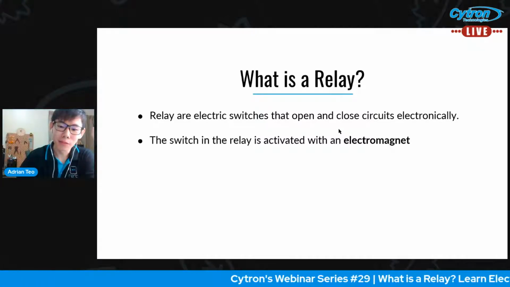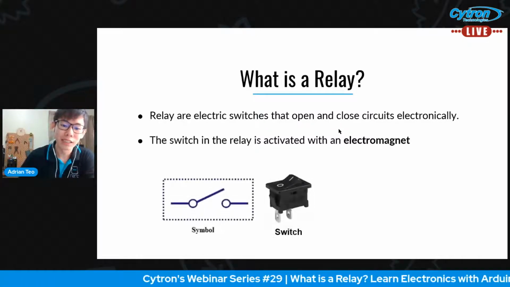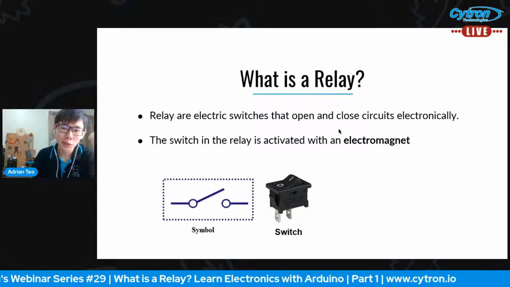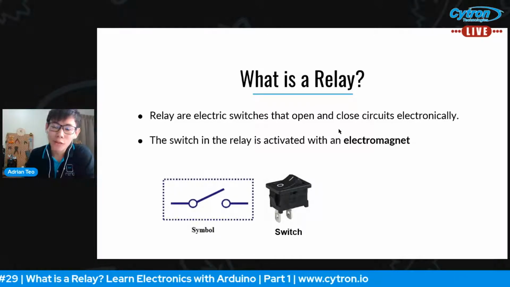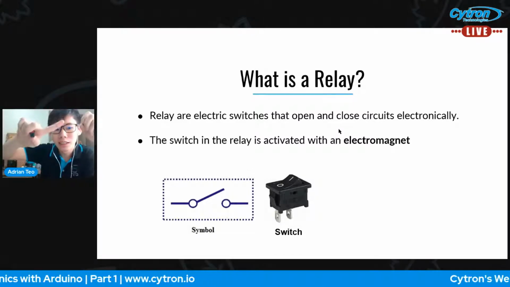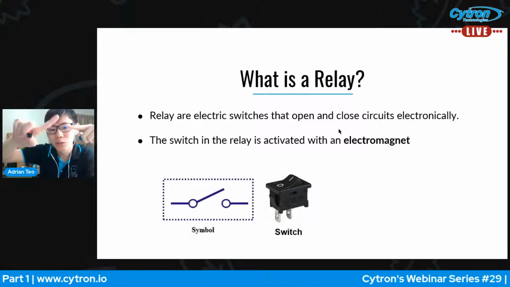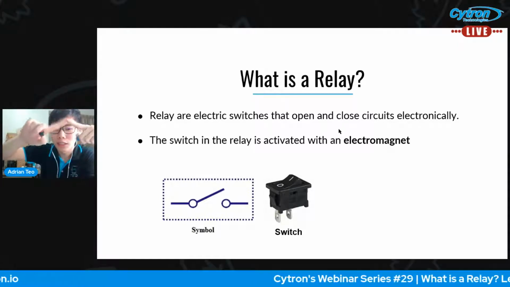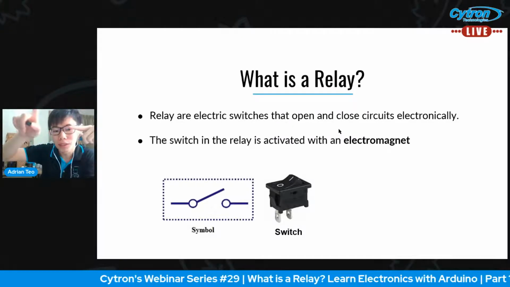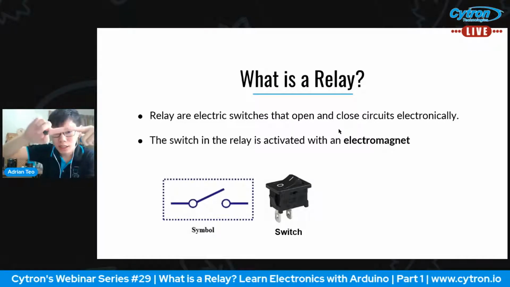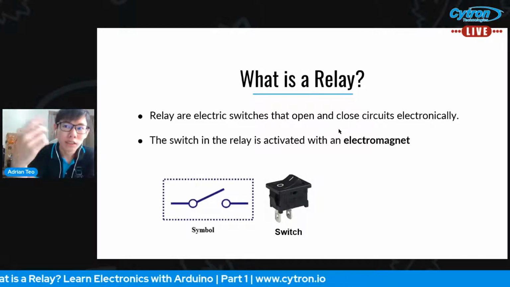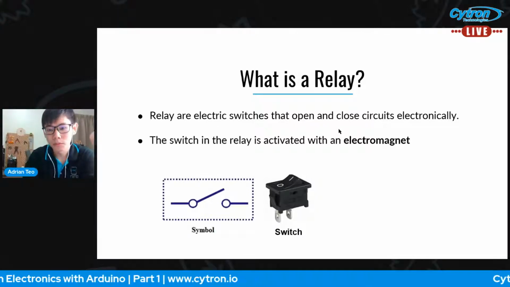Here are a few diagrams to help you understand or recall what you have learned back in your high school or primary school. This is a symbol of a switch. Okay, you have one pole at the center where it turns on and off. When it connects, it turns on. When it removes, it turns off. We call it open circuit or closed circuit. Connect, then it's closed. Remove, then it's open, means it's disconnected. So this is a normal switch.